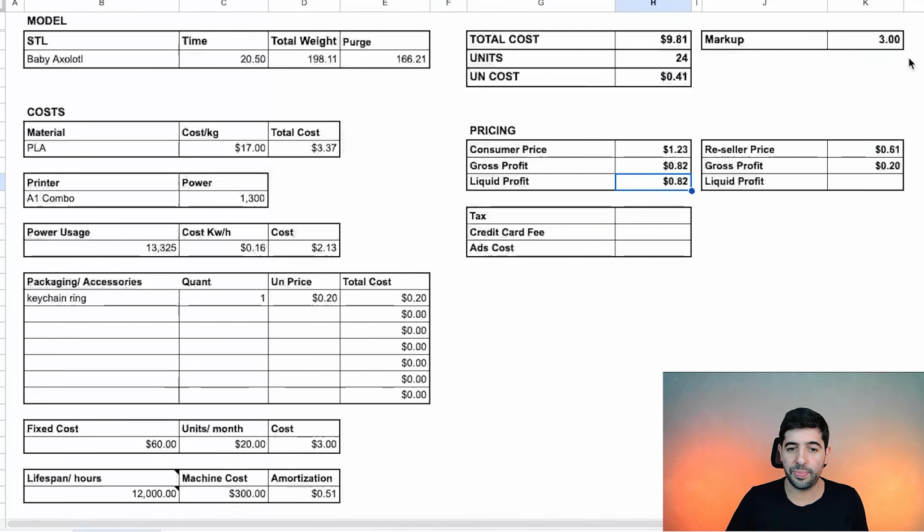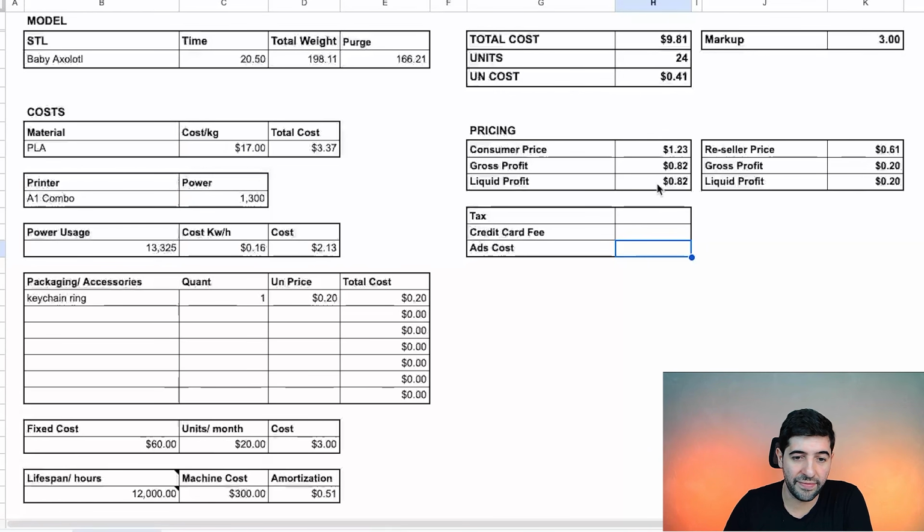Okay, so the liquid profit here is going to change according to the items that we have above, which is your tax rate, how much you pay in tax, credit card fee, whether you have a credit card fee or not, and ads cost in case you're running ads online. Let's say you are having a ROAS of 5, which means that 20% of your sale is actually a cost on advertising. So you would apply those in here and you would get to your final number.